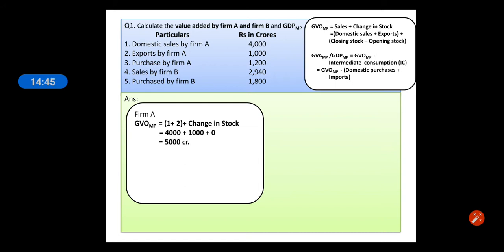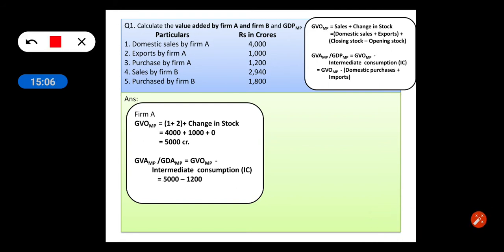After finding GVO, we have to find GVA, right? GVA or GDP at MP. So now GVA at MP is equal to GVO at MP minus intermediate consumption, right? So what is the value of GVO? 5,000, and IC 1,200.